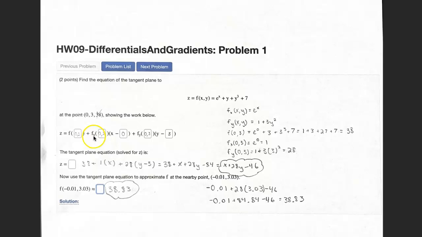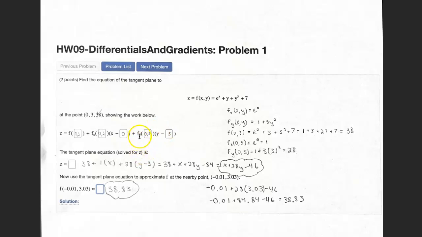So I was like, okay, what is the partial derivative with respect to x of 0, 3? I have it laid out over here, that's 1, and then x minus 0 is just x, so it's going to be 1 times x. And I'm like, okay, I've got this part and this part knocked out, so now I'm about to attack the y portion of this equation, I guess.